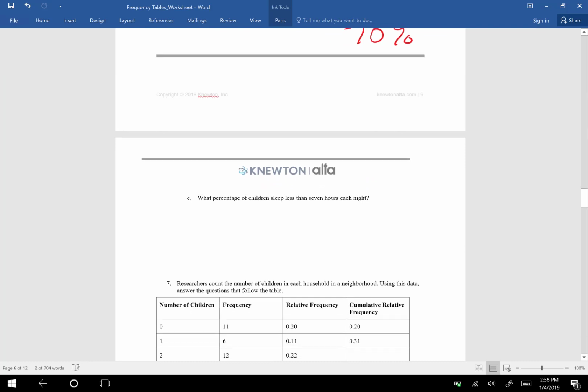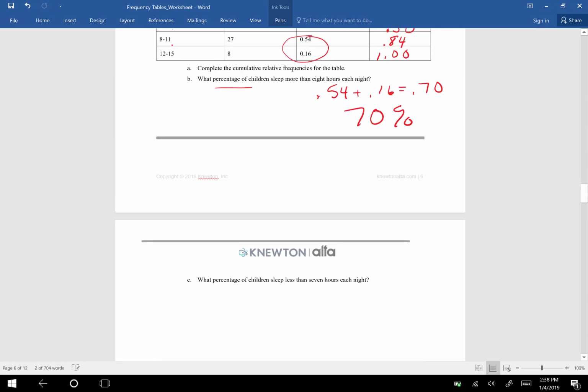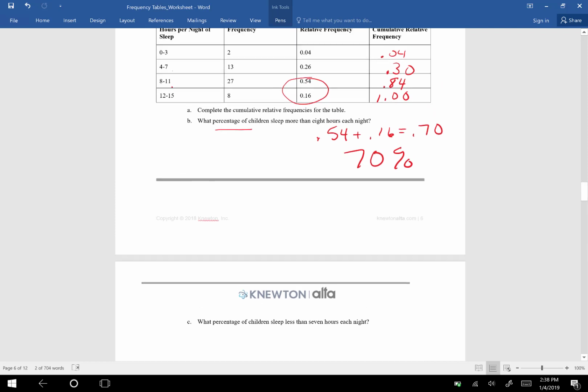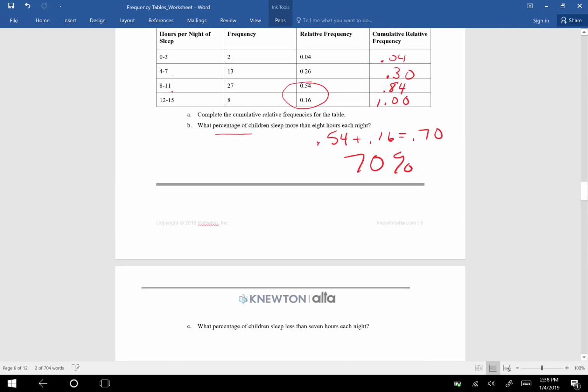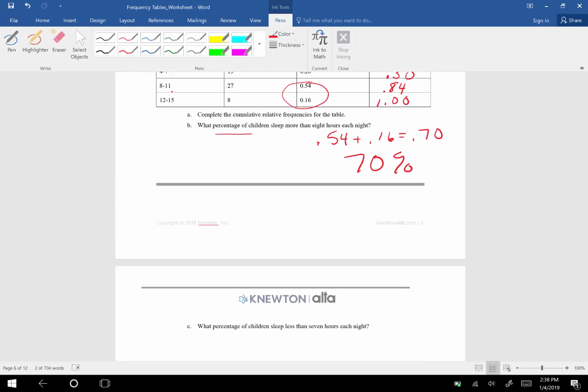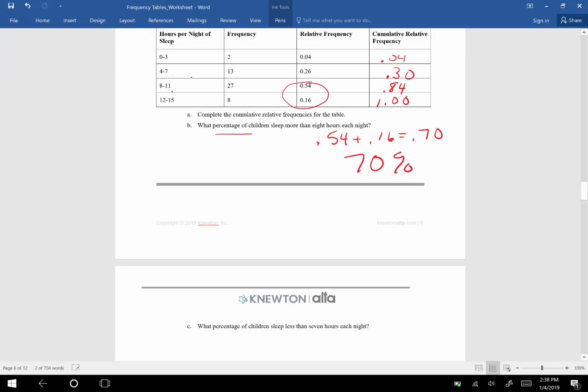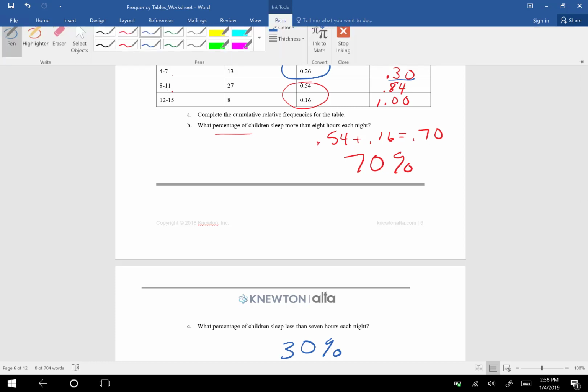So what percentage of children sleep less than 7 hours each night? So less than 7. Okay, we're going to add these two together. Or we could use the cumulative frequency here. So 30%. Make sense?